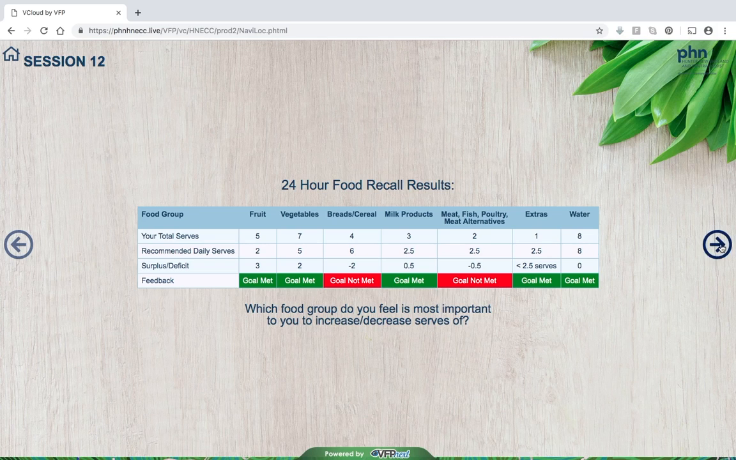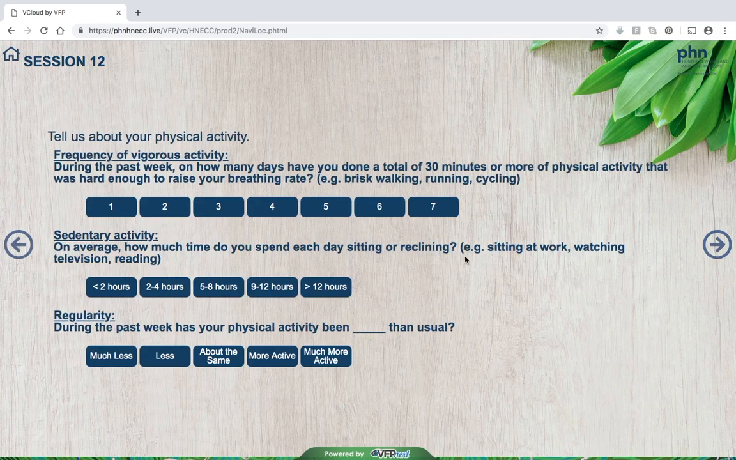Then if the patient isn't meeting their recommended daily serves, it opens up the discussion about how they could include, for example, breads and cereals, maybe 2 more serves in their day, or an extra 1 serve to half a serve of meat or meat alternatives. Then we move on to some other questions about physical activity, about the frequency, their sedentary activity, and how regular they are with being physically active.